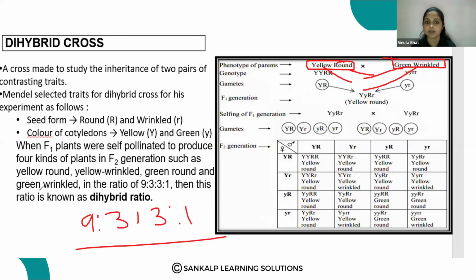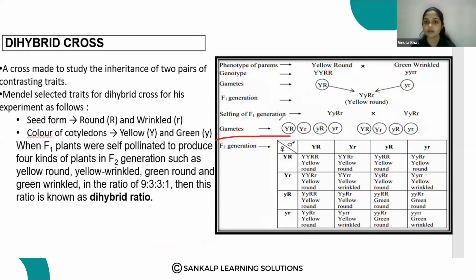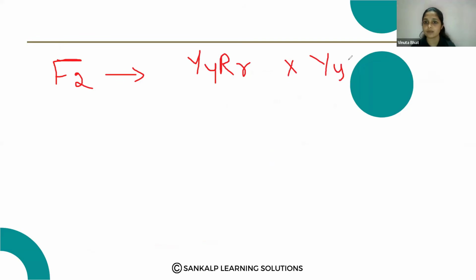Let's see the cross between the F1 plants, the self-pollination between the F1 plants, in detail. F2 generation. So we know in the F1 generation, capital Y small y, capital R small r is crossed with capital Y small y, capital R small r, right?